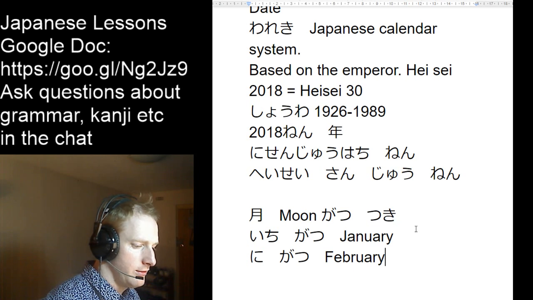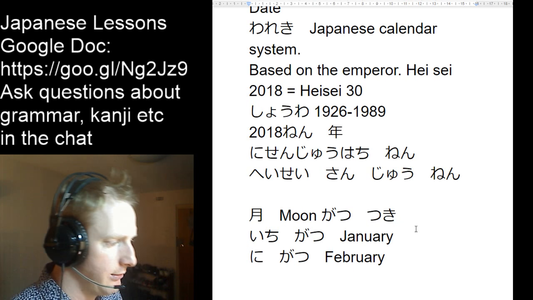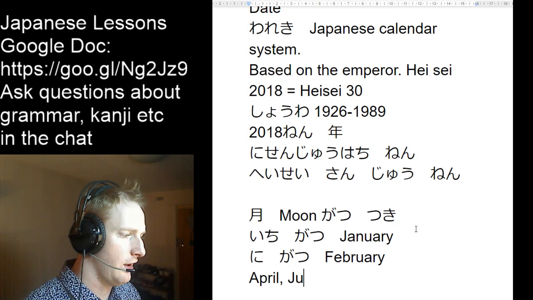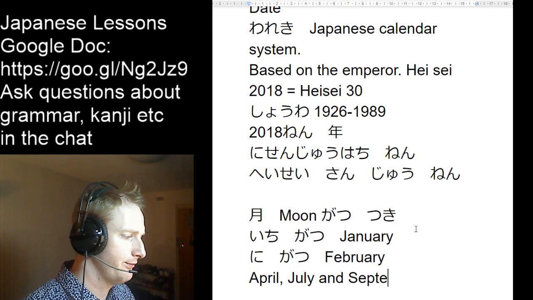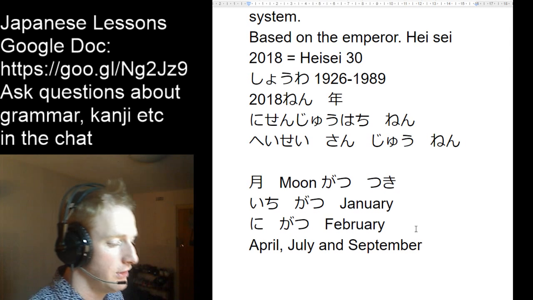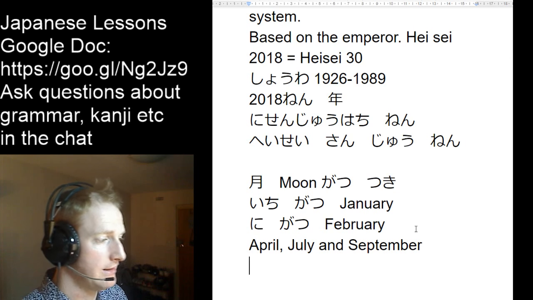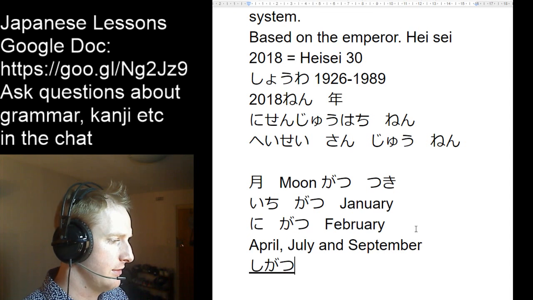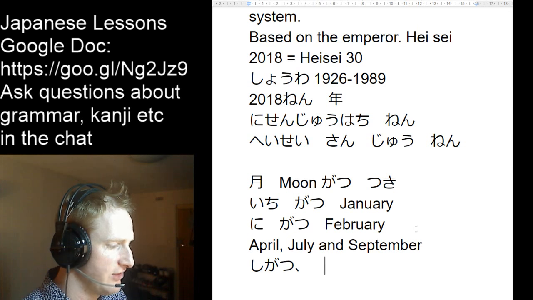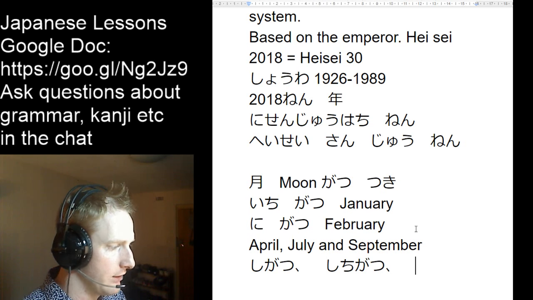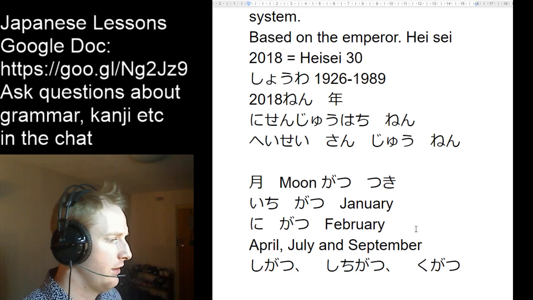Now there are a few that get pronounced slightly differently that we have to keep aware of. And these are April, July, and September. They still follow the same basic rule, but mainly because of pronunciation issues, we say them slightly differently. Okay, so keep in mind it's shigatsu for April, shichigatsu for July, and kugatsu for September.